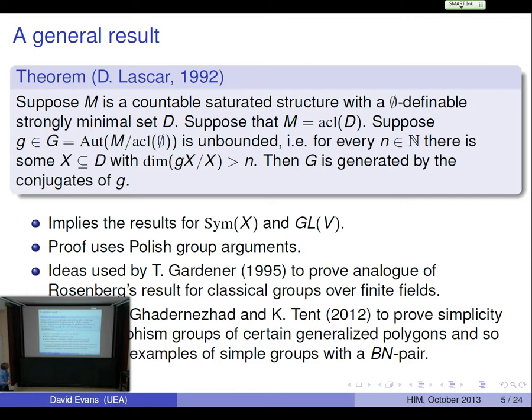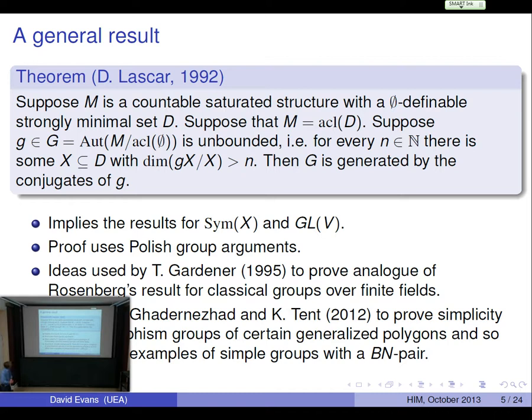More recently, it was used by Tent and Ziegler to prove the simplicity of the automorphism groups of certain generalized polygons which Tent had constructed several years previously, and so obtain new examples of simple groups with a BN pair. So simple groups with a BN pair which don't come from algebraic groups.